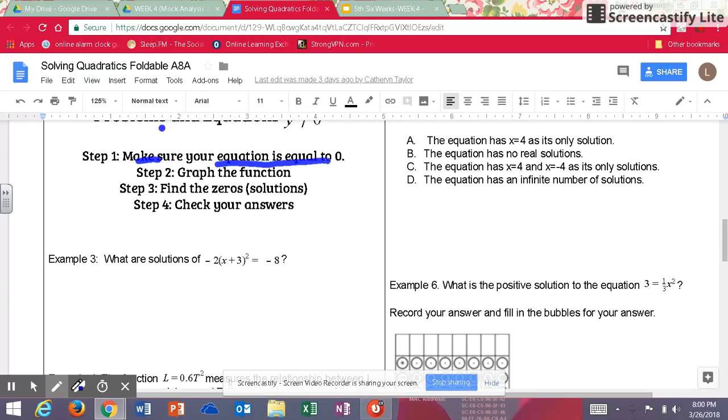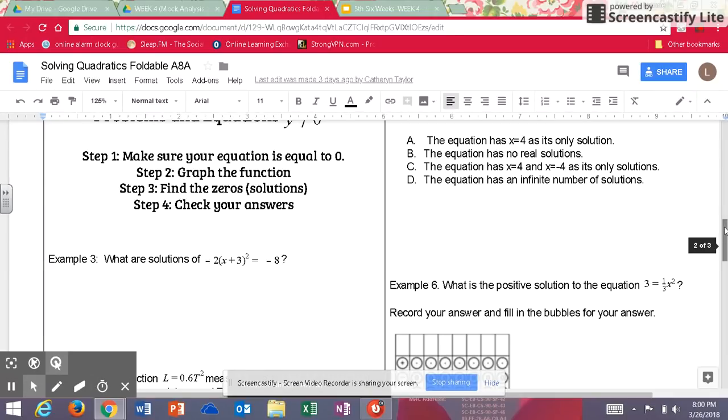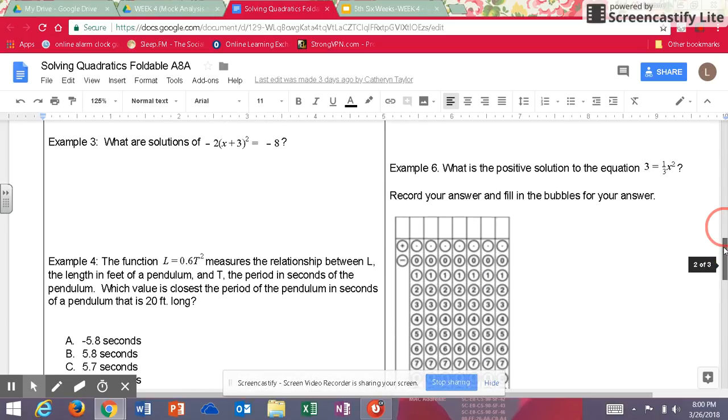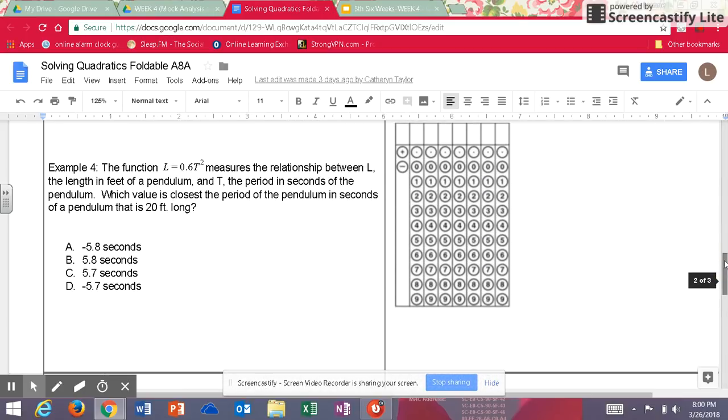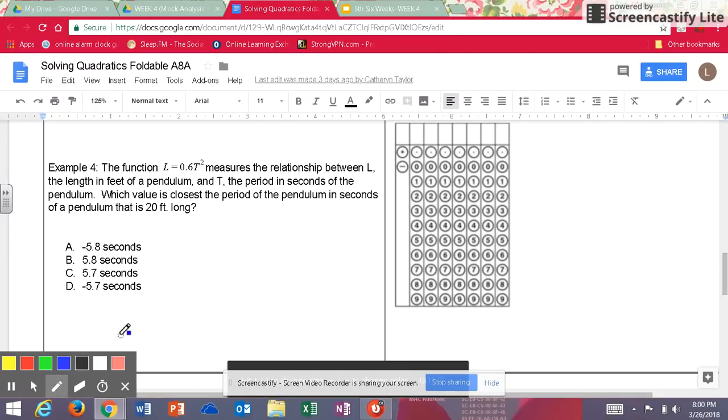All right, so let me erase that mess if I can. There we go. And let's go down to example 4. Okay, so we've got a word problem, so you definitely need to mark your text. So let's look at what we might highlight here. Let's do green.